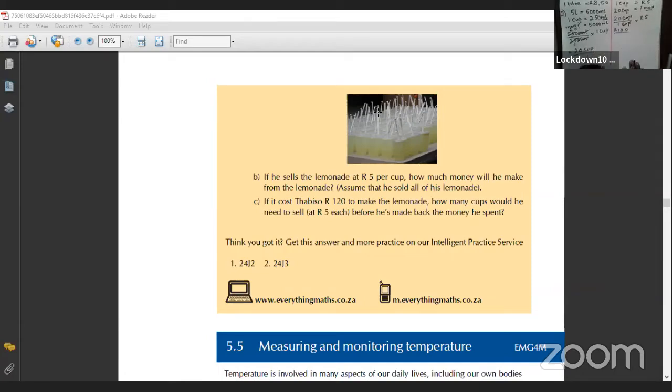So this is the amount of money that Tabiso is going to get if he managed to sell all his lemonade cups. Okay, let's move on to part C.